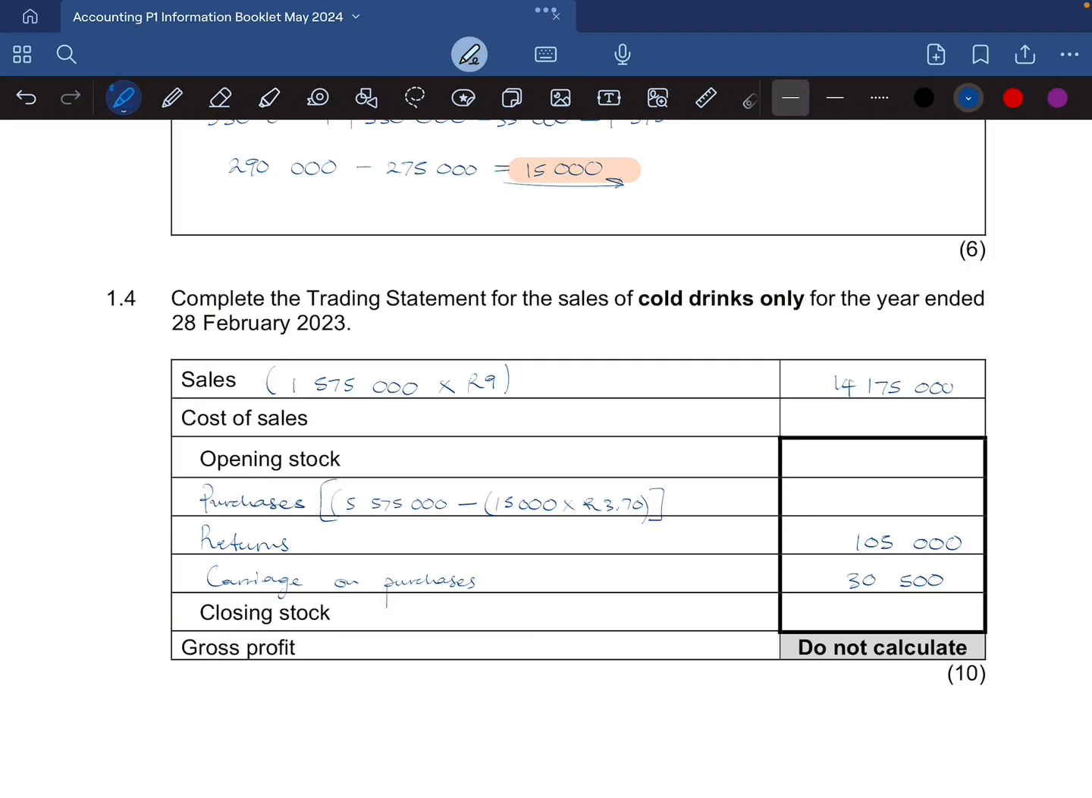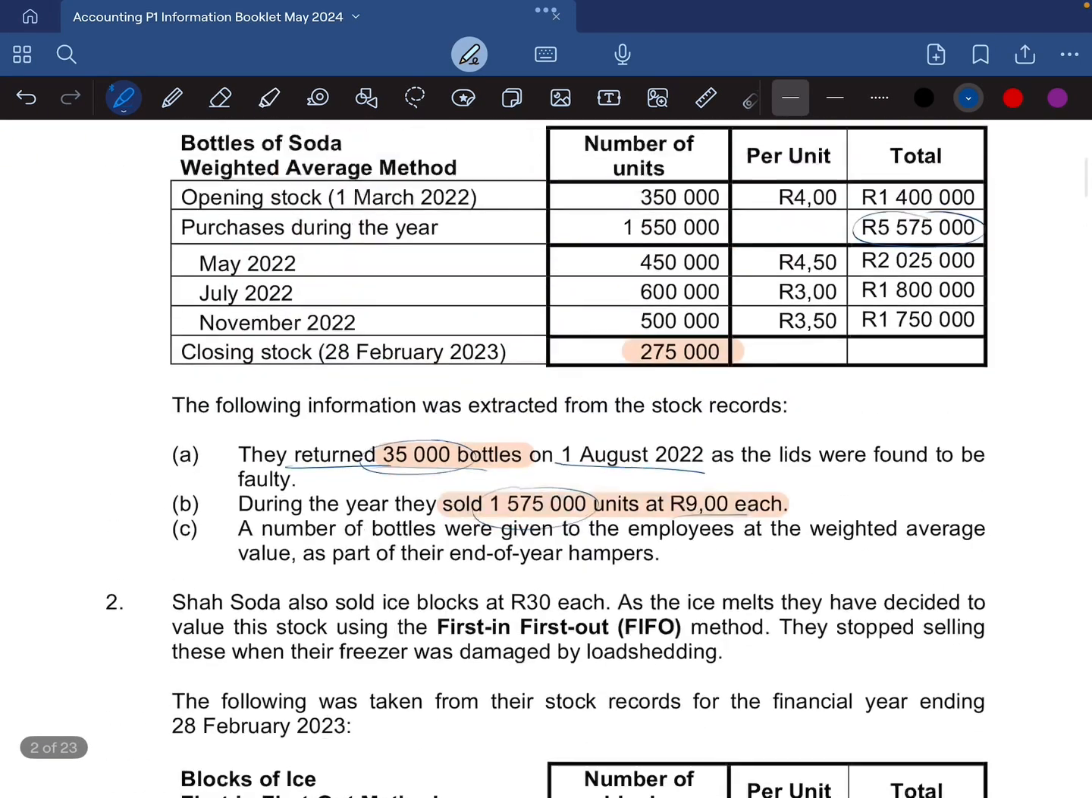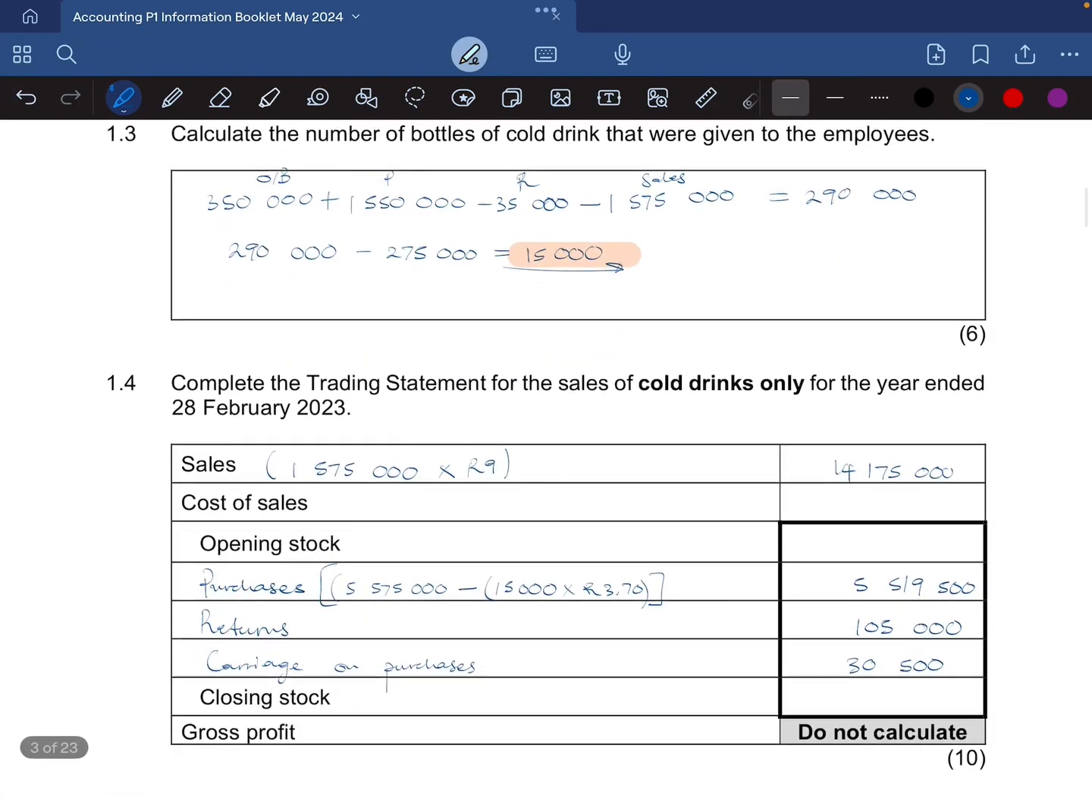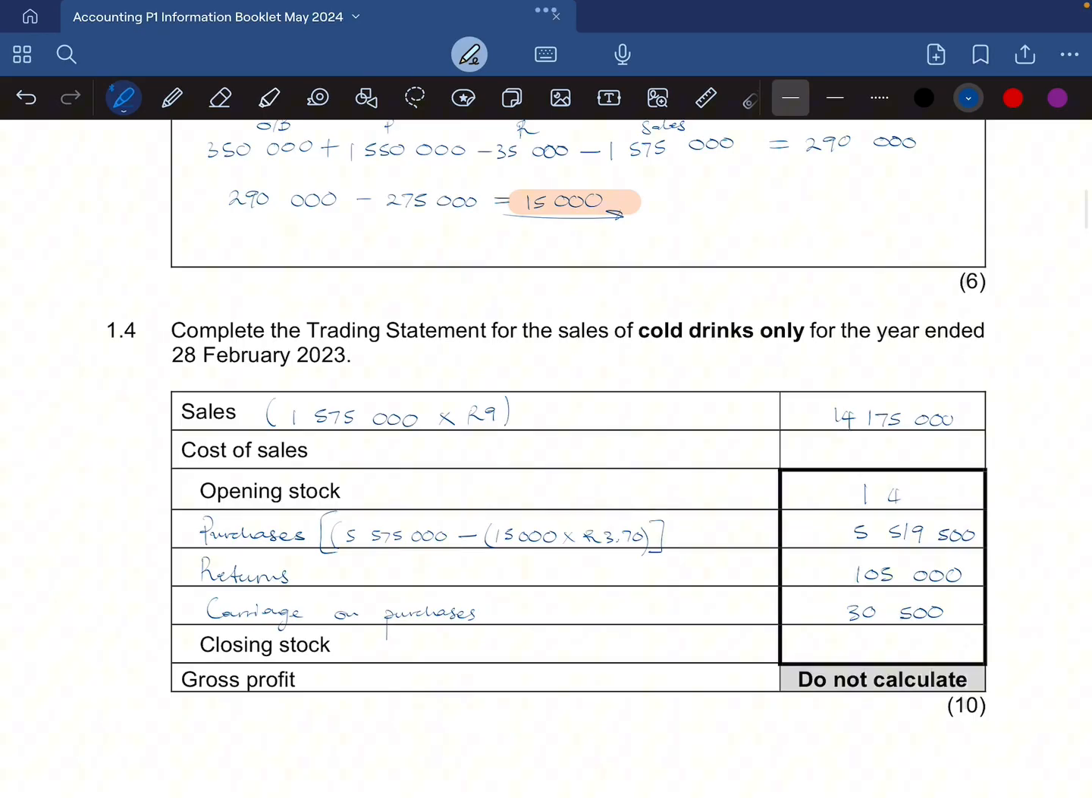So then we do the calculation. It's 5,575,000 minus 15,000 times 3.70, and then we are going to get 5,519,500 worth of purchases. Okay, so opening stock, we were given opening stock which had a value of 1,400,000.